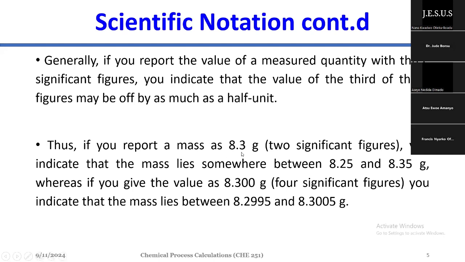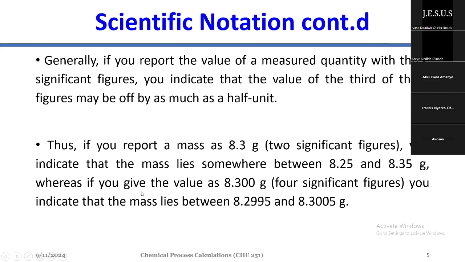So something like this, the 8.3, the unit is 0.1 because the decimal place is just 1. So 0.1, and then you find half of that 0.1, and that will give you 0.05. Then you can add that 0.05 to your 8.3, and that gives you 8.35. So that becomes the highest value. And then the lowest value will be you subtracting the 0.05 from the 8.3, and then you will get 8.25. So that means the actual number lies between 8.25 and 8.35.